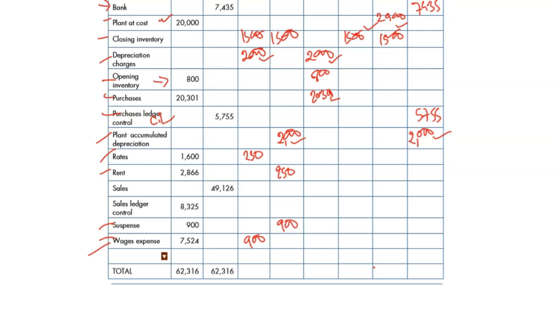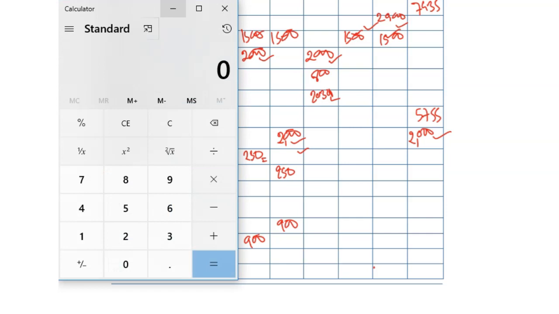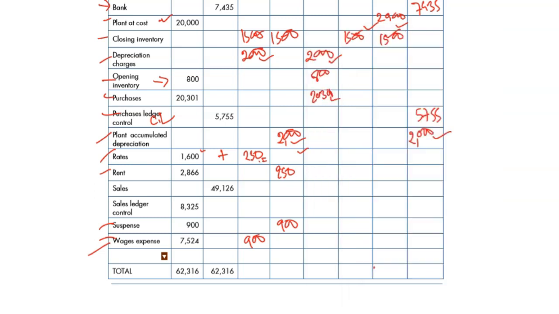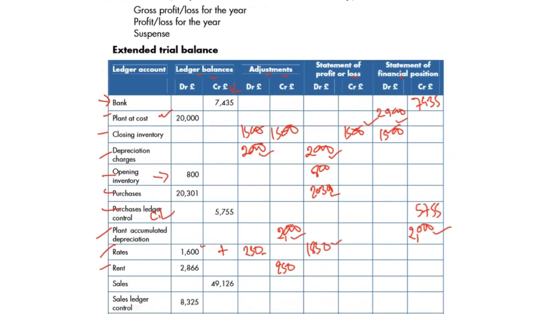Rent, there is an adjustment: 1600 plus debit means plus 250. Whatever the figure is should go into the debit of the SPL because it's an expense. We don't need the calculator, it's 1850, isn't it? 1600 plus 250, 1850 is your expense. Hold on, oops. We need to write into the SPL column, shouldn't we? 1850, that's my SPL column.